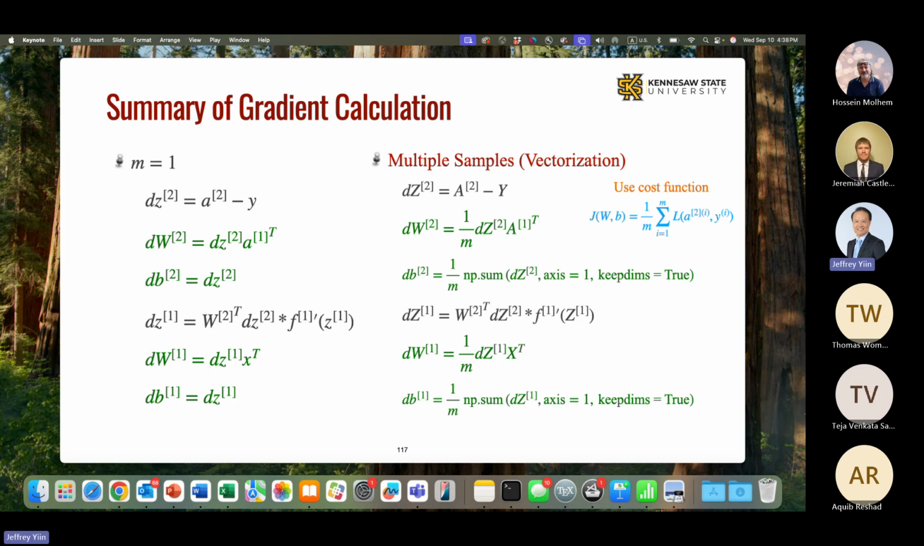Okay, and let me just remind you, what is the cost function? The cost function is the overall cost function of the sequence. It's the cost function of the individual sample, averaged over the entire samples, the entire sequence.